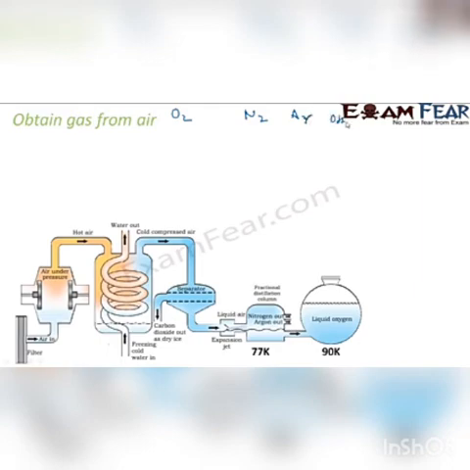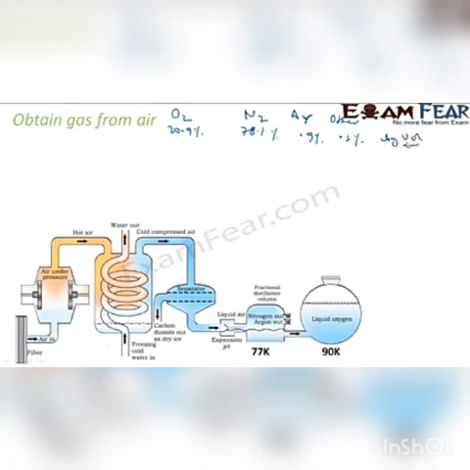So we talk about the composition. Oxygen is almost 21.9% by volume. Nitrogen is almost 78.1% by volume. Argon is 0.9% by volume and other is only 0.1%. These are by volume. And we have to separate them.